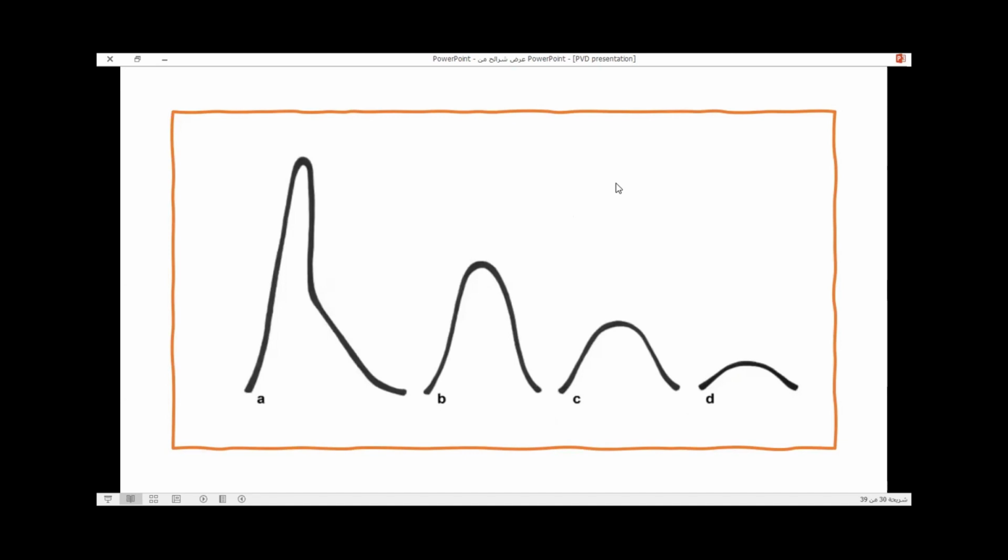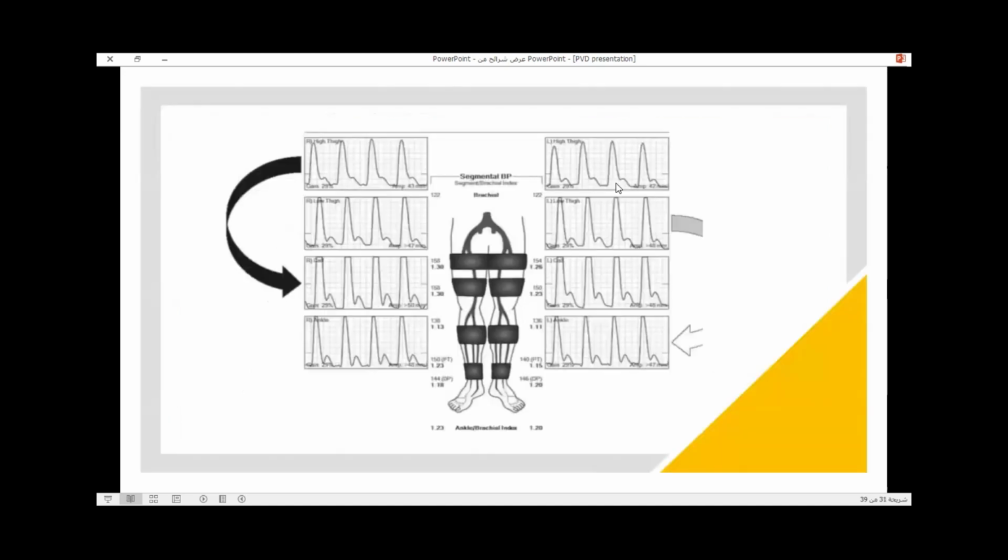This is the normal with dicrotic or inflection point. If it is decreased, it is mild, moderate, severe. And also we have the plateau form, where occlusion is suspected in such patients. We can put it as plateau. So this is a normal example of a patient with ABI.